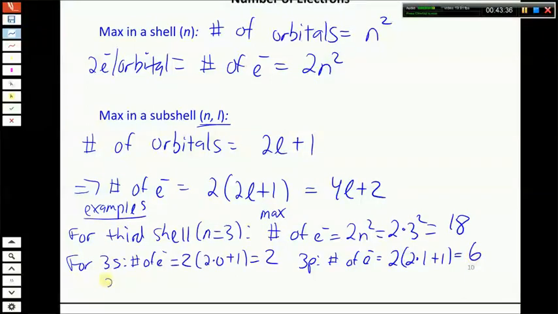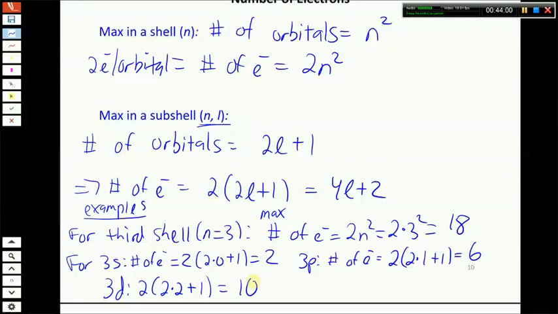And then for the 3d, you have 2 times (2 times 2 plus 1), L equals 2 for 3d, and that means 10. So of these 18 electrons maximum that you can have in the third shell, you can put up to 2 in the 3s, up to 6 in the 3p, and up to 10 in the 3d. That's how they would divide themselves up if that shell was completely filled. All right, any questions on that?